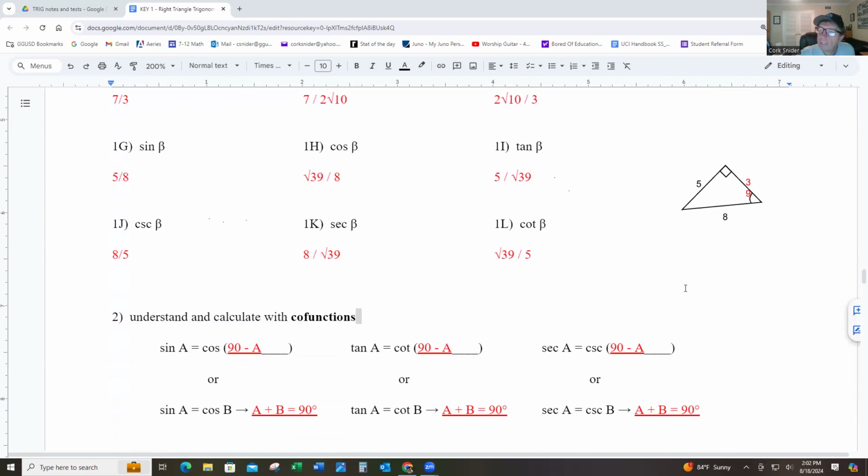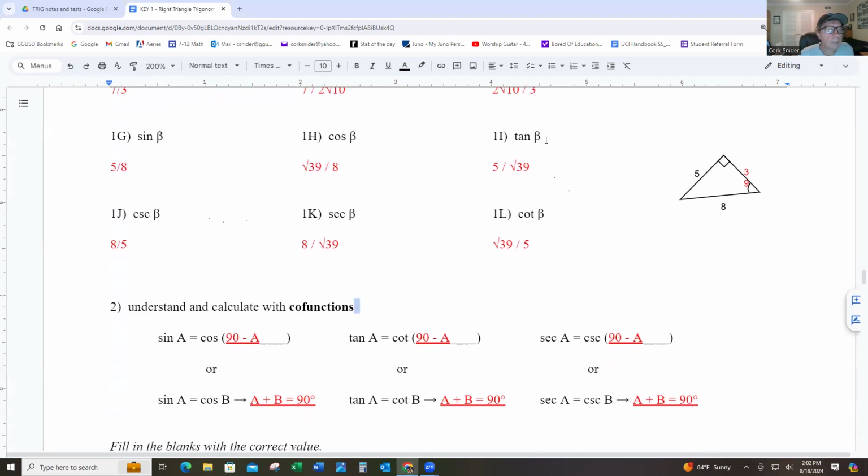Now on this one, this is radical 39. Because that's 64 minus 25, and then you get radical 39. And the sine of B. And here is beta. This angle is what we're talking about. Sine is opposite over hypotenuse, 5 over 8, no problem there. Cosine of B is adjacent, which is rad 39 over 8, no problem there. Tangent of B is opposite, 5, over adjacent, rad 39.